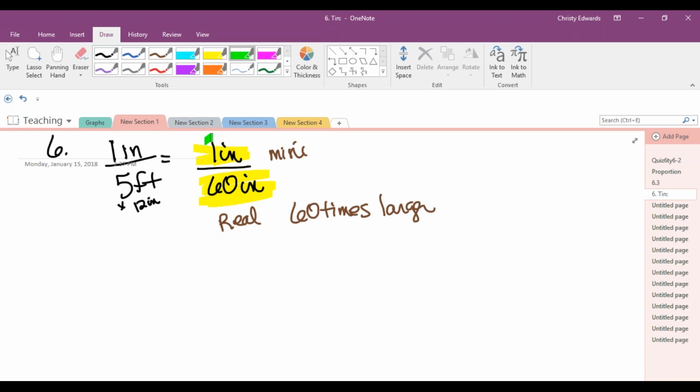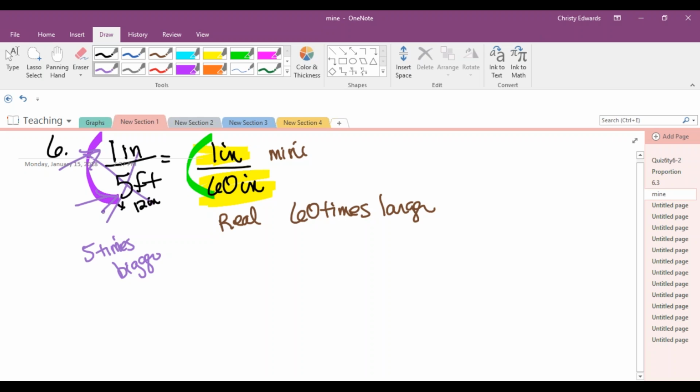Now, do you know why we need to switch it to the same unit to see that? Because if you looked at it here, you'd say, oh, it's 5 times bigger. If someone asks you, what's the actual factor between the big and the small? This is not true, is it? 1 to 5, the thing that's real is 5 times bigger? That's not true, because you're comparing feet to inches. You can't use that to tell the world the real thing is 60 times bigger than the miniature. You can only tell the scale factor by getting everything in the same unit.